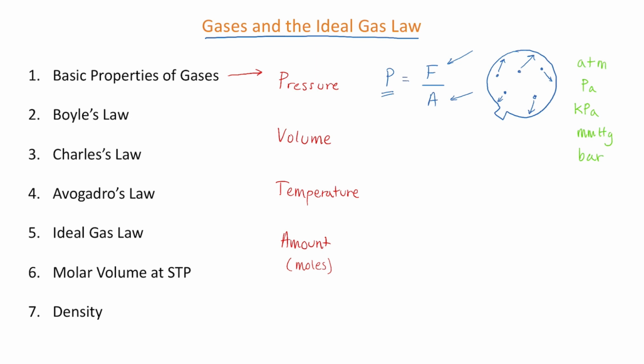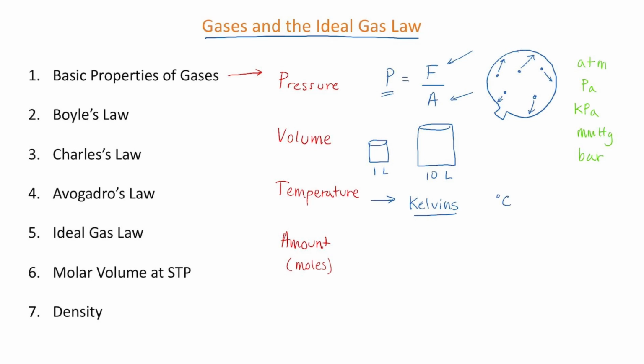The next property is volume. Volume just describes how much space the gas takes up. So maybe the gas is stored in a 1 liter container or it's stored in a 10 liter container. The next property is temperature. Temperature just describes how hot or cold something is. But you have to be careful, because when we're dealing with gases and the ideal gas law, temperature must always have the units of kelvins.